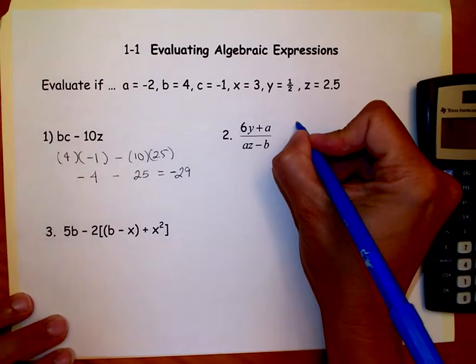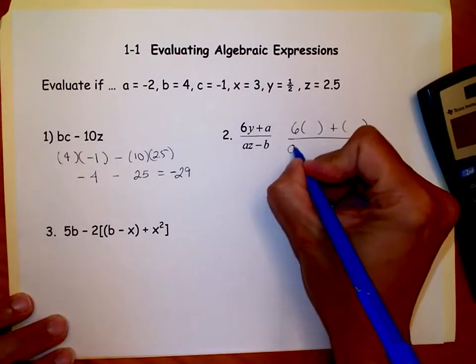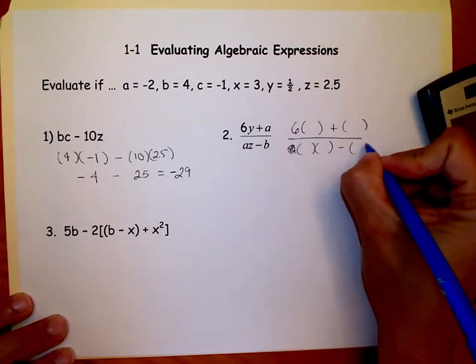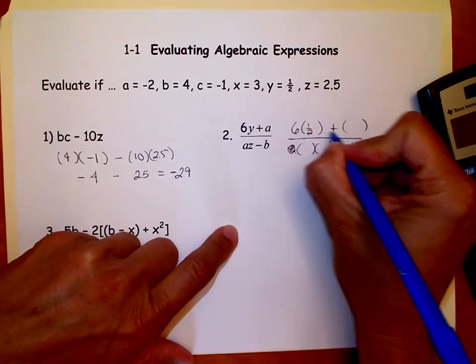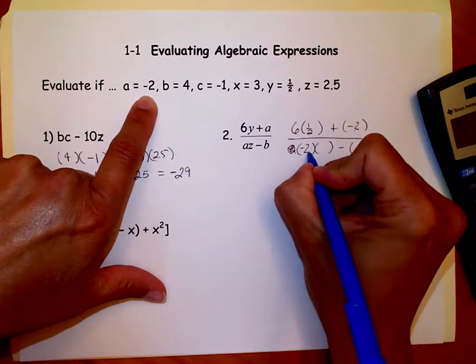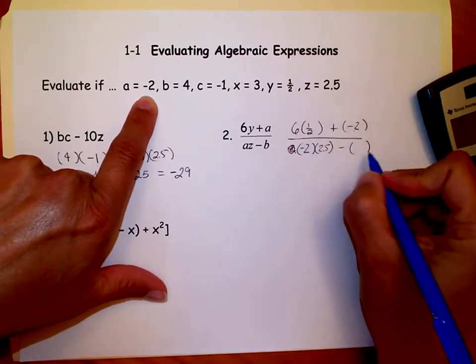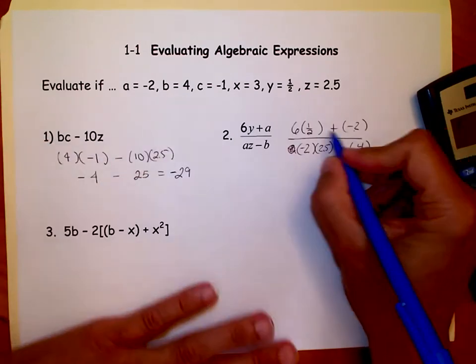So we're going to say 6 times y plus a over, whoops, don't want the a, times z minus b. And now we're going to plug in our letters. So y is 1/2, and a is -2, and that's an a as well. Z is 2.5, and B is 4. So we're going to simplify the top.